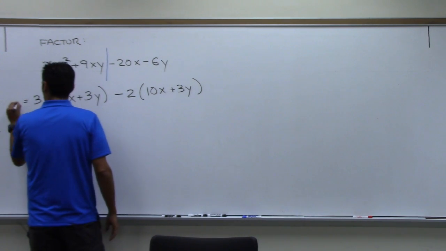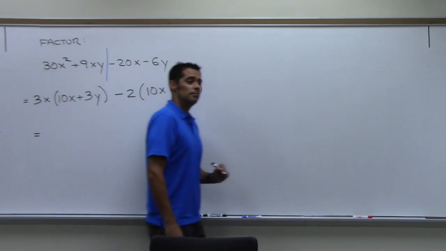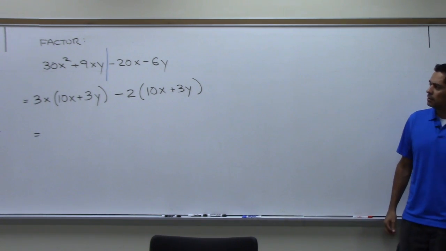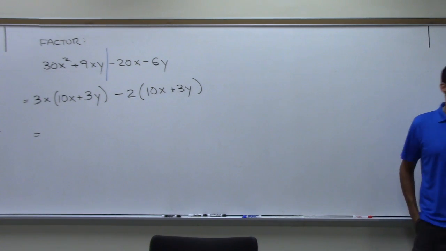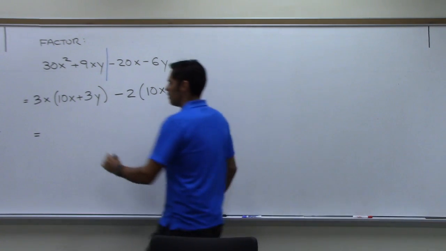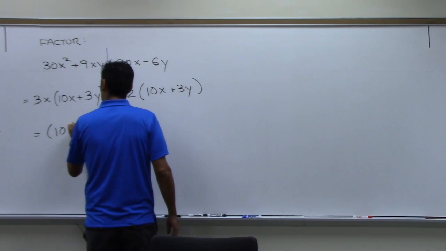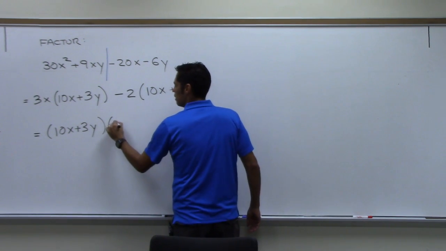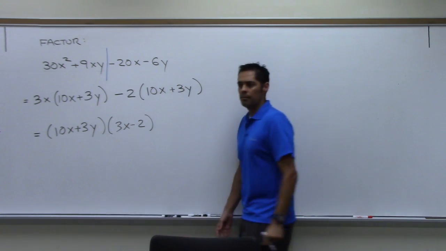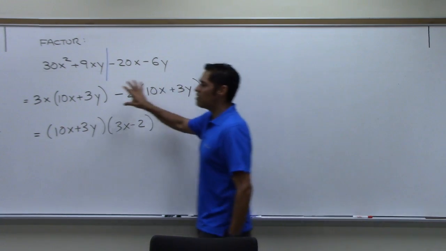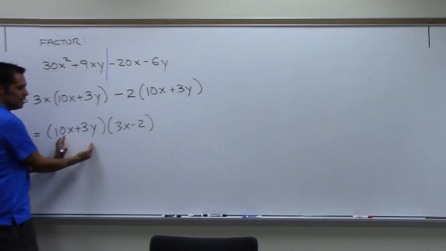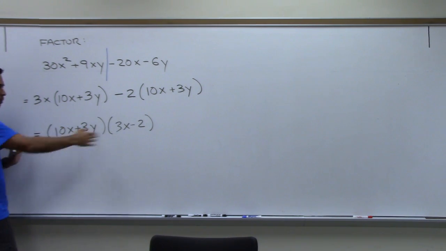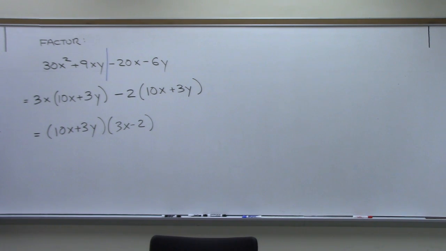So you want to do it? Caesar. What would you write next, Caesar? What would you write? 10x plus 3y, close it off, and then parentheses 3x minus 2. Exactly. Perfect. So all we're doing is whatever matches, right? We pulled it out, which is this. And then what's left in here are the two pieces that were in front. And at that point, we are factored. Okay?